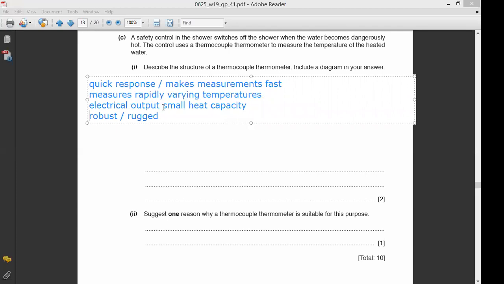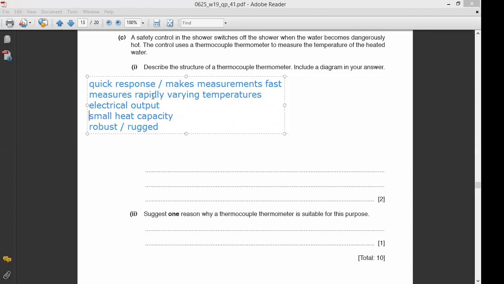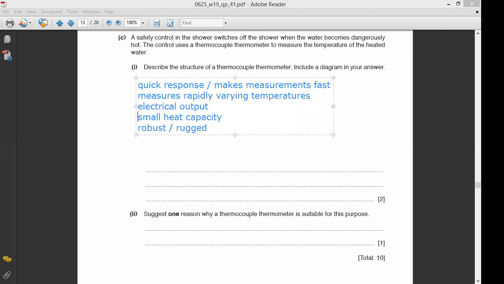Now, quick response makes measurement fast. Number two, measures rapidly varying temperatures. Number three is that it has an electrical output. Number four, it has small heat capacity. And number five is that it is robust and rugged.